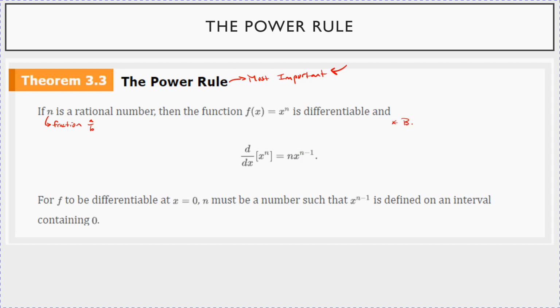Okay, so bring an exponent down in front, and the new exponent is n minus 1. That's it. It's really, really easy. So for f to be differentiable at x equals 0, n must be a number such that x to the n minus 1 is defined on an interval containing 0. So that means you just won't ever get a divide by 0.